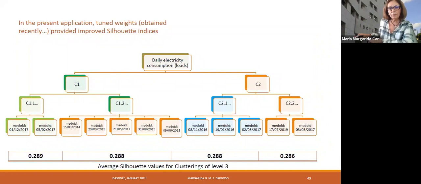We recently did some new experiments trying to tune the weights of the COMB distance. In fact, we could tune them so that the silhouette indices improved in all these examples. So in this application, we obtained improved silhouette indices. And what we also found in this approach with tuned weights is that the structure that emerges from this more heterogeneous cluster is slightly different, which could be interesting to explore further in the future.